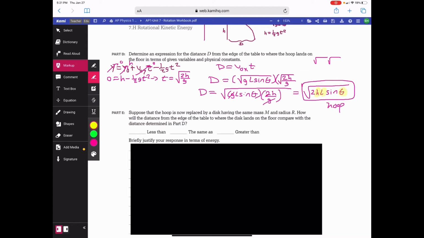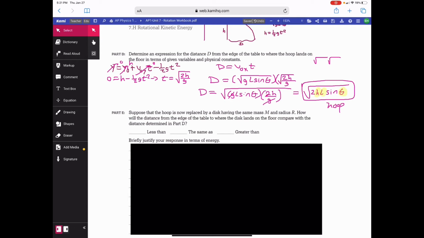So, if nothing's changing, is it really going to be any different? Isn't it going to be the same? Well, no, it's not. The reason is that a hoop has greater rotational inertia.